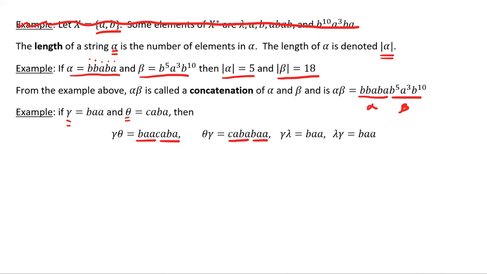Now, don't be confused when you get here. It's gamma and then the null string, which is just going to leave us with gamma, which is BAA. Or if you do the null string first and then gamma second, it's still just BAA, because the null string is nothing. So pay attention to those examples.